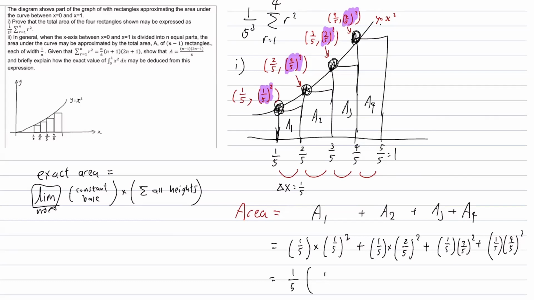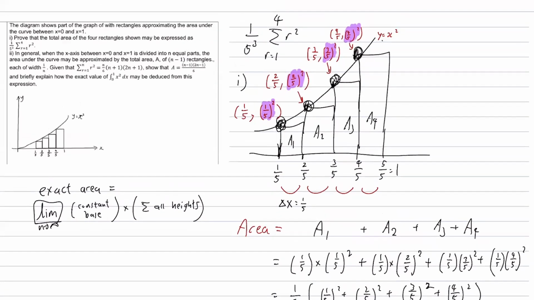Okay, you can write it out step by step first. 1/5 square plus 2/5 square plus 3/5 square plus 4/5 square. Yeah? But here, look at the question. What did they ask you to do? Show that it can be rewritten in this format. 1/5 power 3. Not 1, power 3. Summation of r squared from 1 to 4.